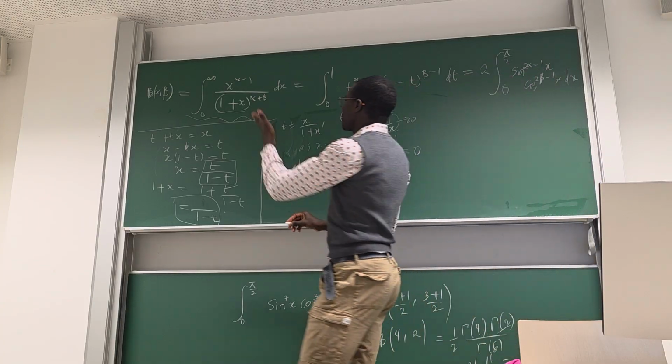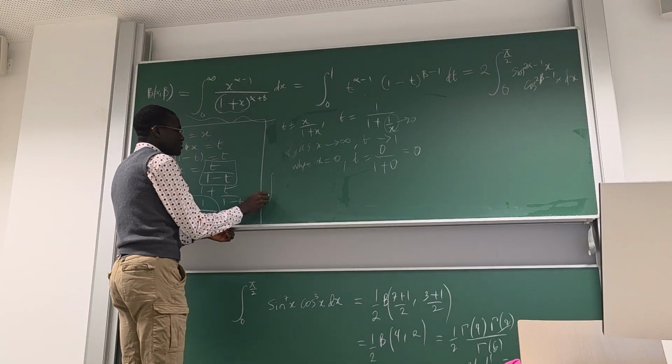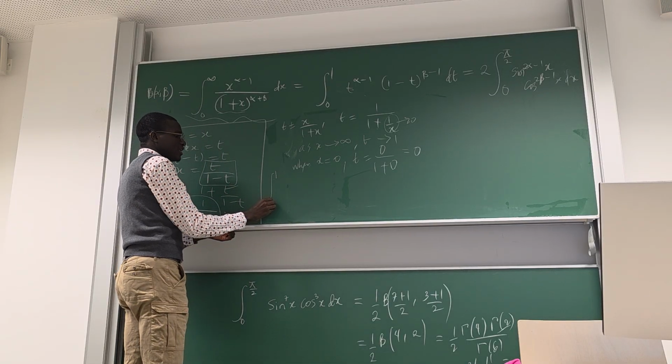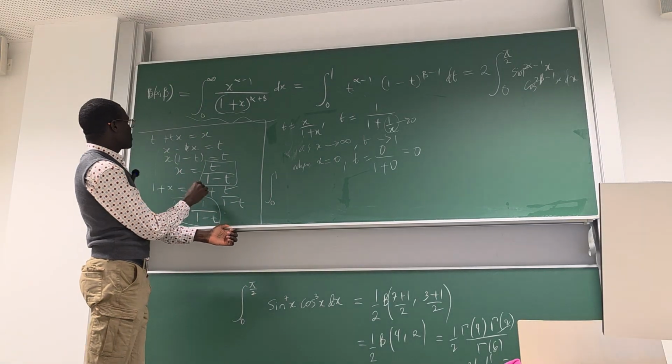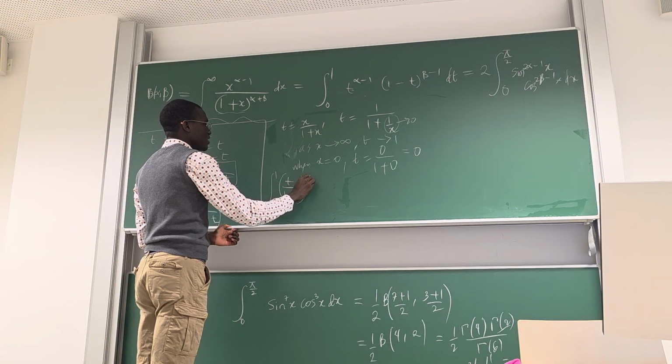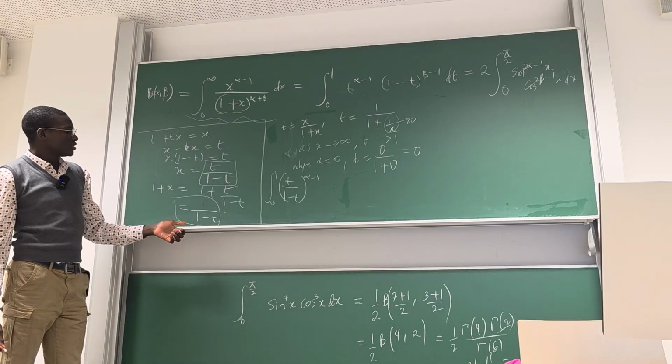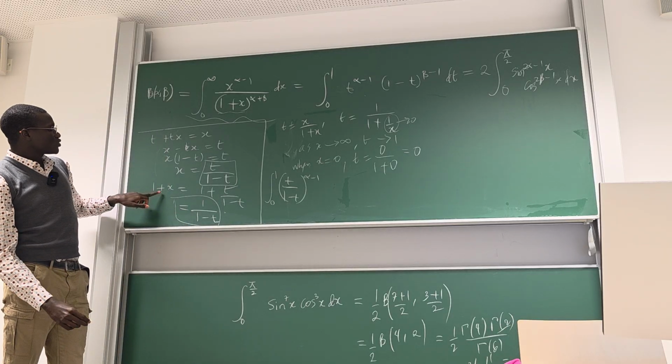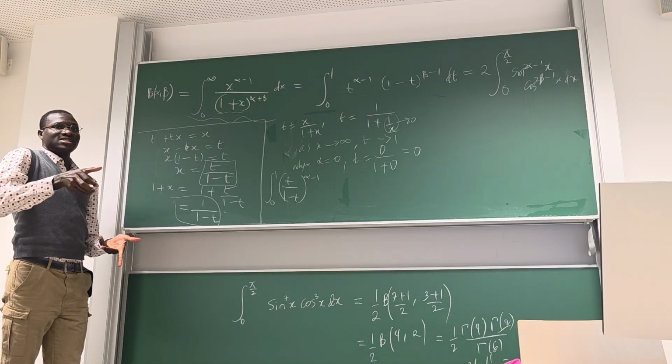Okay, now we just replace the limits. So the integral at infinity is 1, and this is 0. And for the x, you have t over 1 minus t, so this is alpha minus 1, right? For 1 plus x here, but now we have the reciprocal.